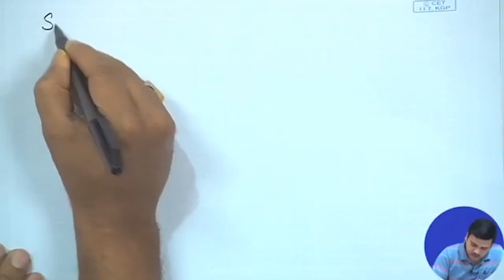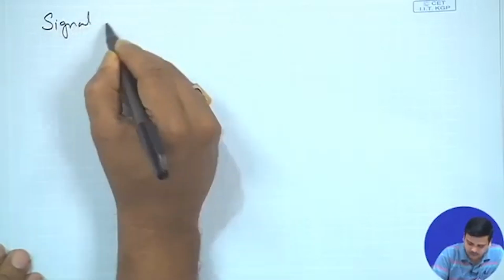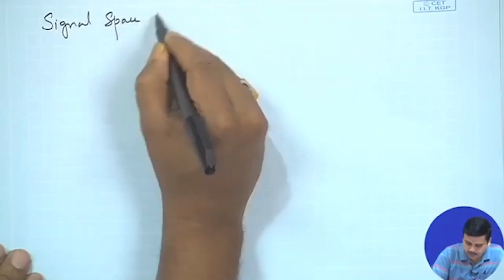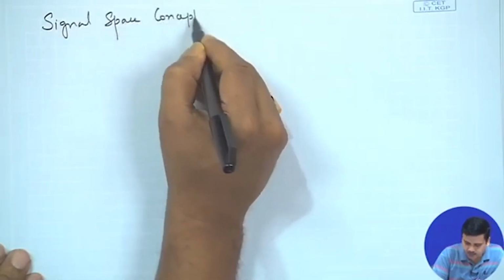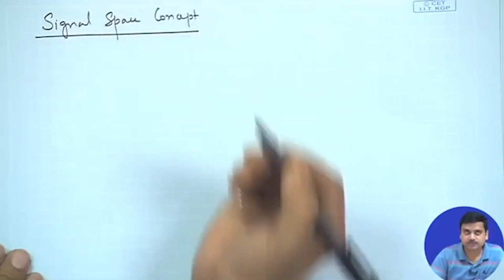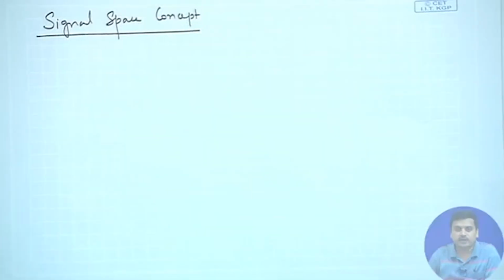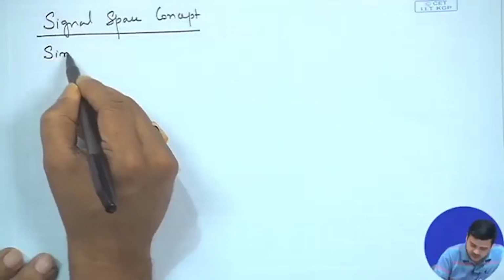So, now we move forward from this to the signal space concept. Having summarized the vectors, we would like to see how signals can be represented in a similar form. So, we go to the signal space concept, and it is a similar treatment.